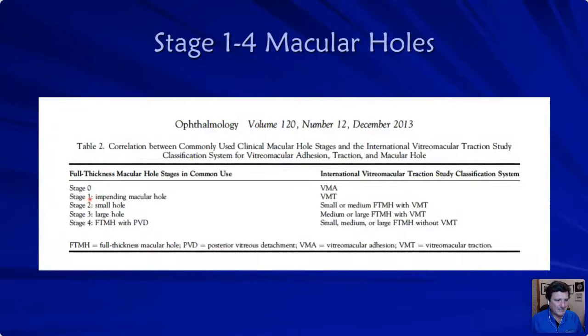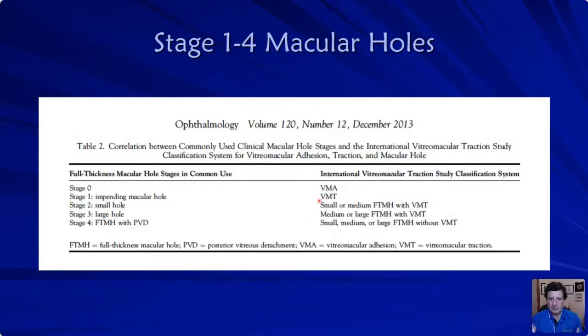So nothing really too much has changed in a sense. You could call a stage 1 an impending hole. That was what we had back in the day, right? Stage 1A, stage 1B, impending macular hole. That's in a sense now just a vitreomacular traction, right? And then stage 2, the hole is open, right? And we used to always measure, but it's a small or medium full thickness hole where it goes all the way down through, and then a large hole, and then a large full thickness macular hole with a PVD.